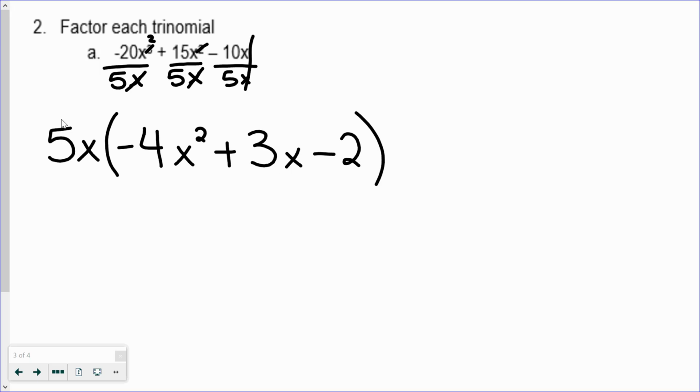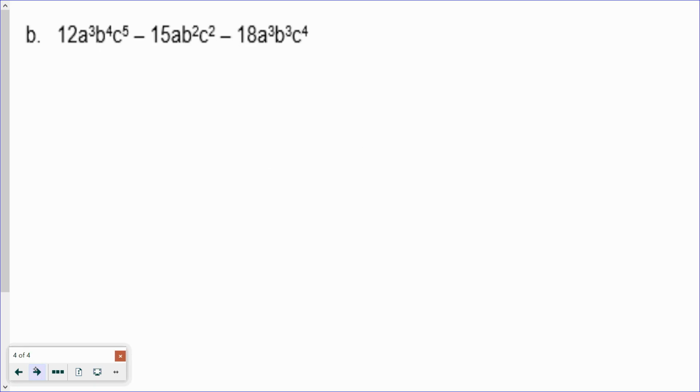Alright, next one. Want to try this one by yourself? It looks a little bit like a doozy, but try by yourself. That looks hard. I'll slowly work through it, see if you can figure it out. So again, look at 12, 15, and 18. What number goes into all 3 of those?